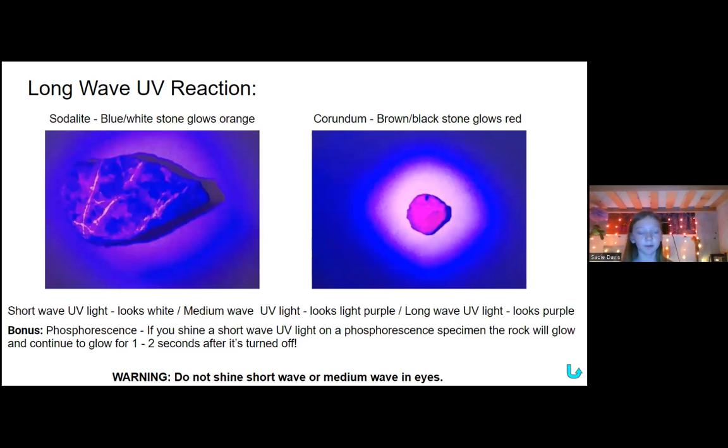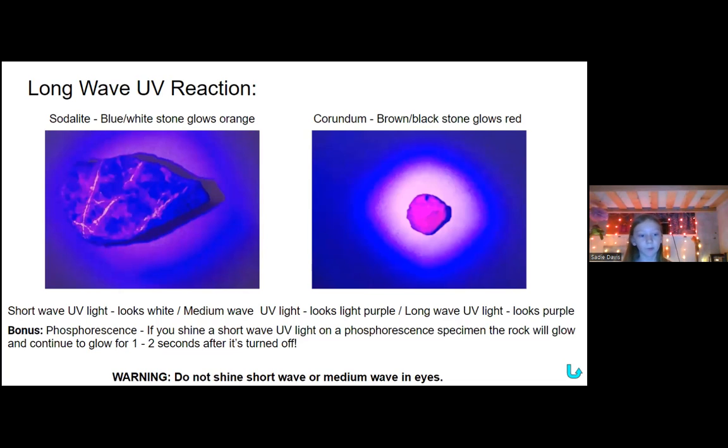This is the long-wave UV light reaction for my sodalite and the corundum. For the sodalite, it's a blue and white stone, but it glows orange under a UV light. For the corundum, it's a brown-black stone, but it glows red under the UV light. Shortwave UV light looks white, medium-wave UV light looks light purple, and long-wave UV light is purple.